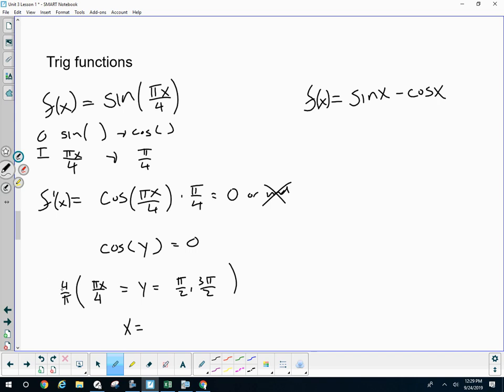So multiply by 4, divide by pi everything. The pi's will cancel. 4 divided by 2, that's 2. Here, 12 divided by 2, that's 6. We'll have more values associated with that. I'm not giving you an interval. I typically will give you an interval.